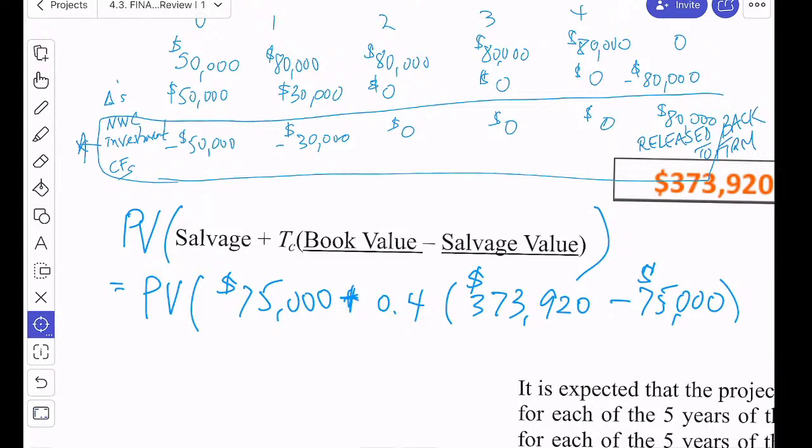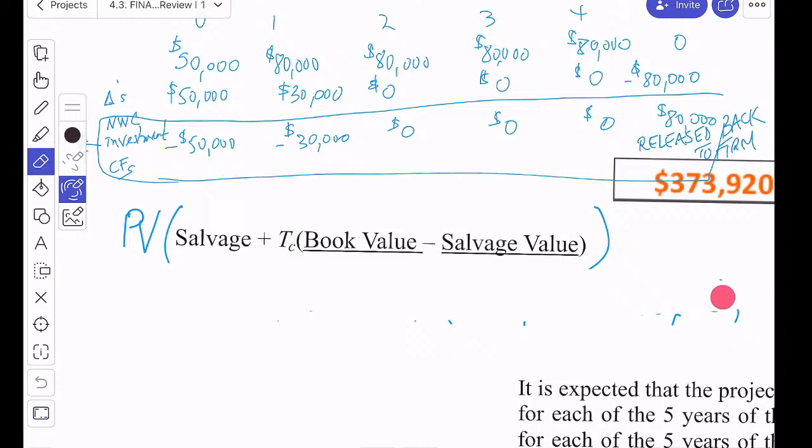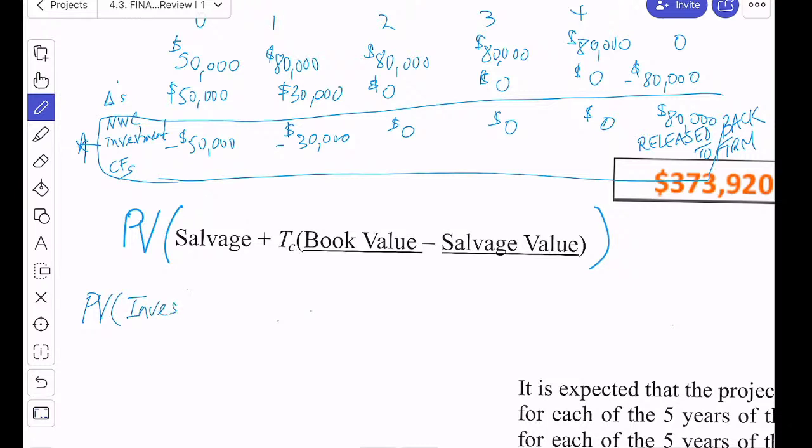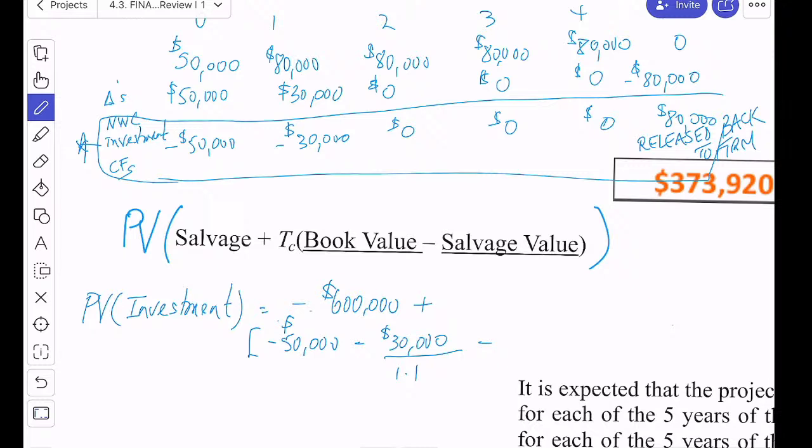Okay, so this does look kind of messy, but all right, let's do this a little neater. So I'm going to put this together now. I'm going to call this PV investment. This is my part 2, is equal to the initial $600,000 as the initial investment plus the net working capital cash flows PV. So I'll put it in a different row. That would be negative 50,000. And then this one discounted one period. And then just 80,000 at the end. Okay, so that's going to be added.